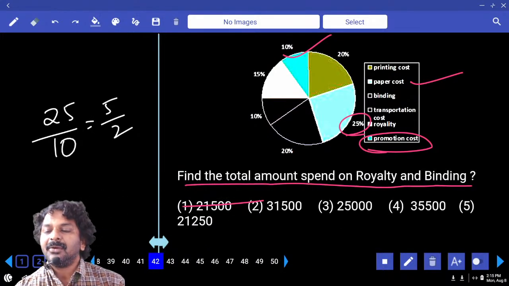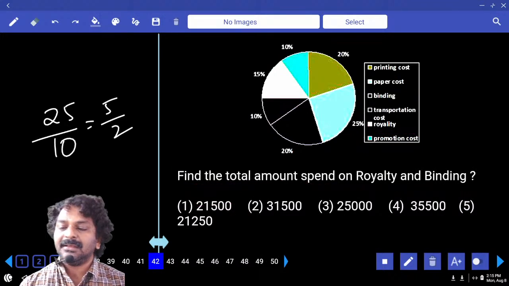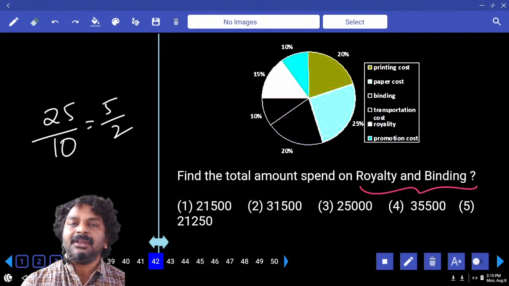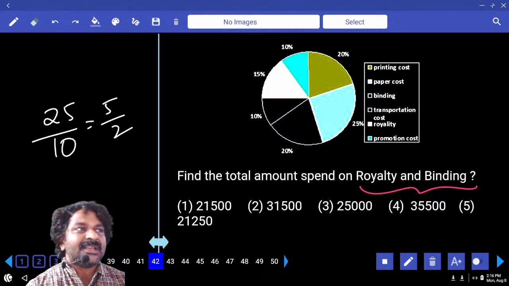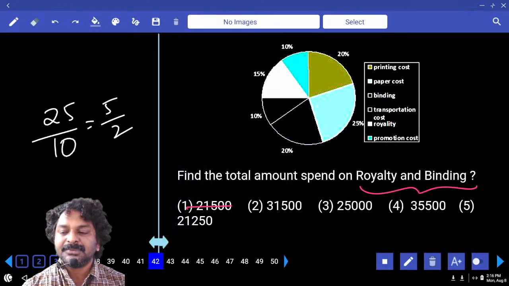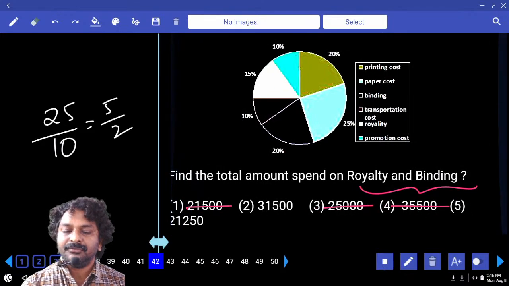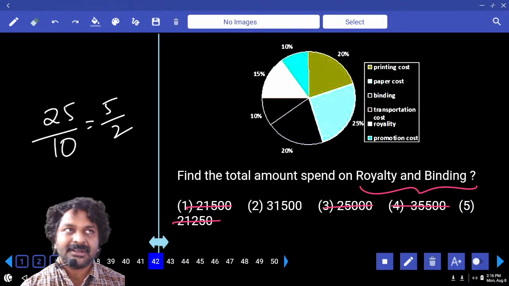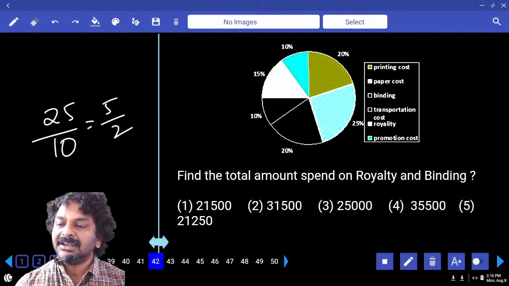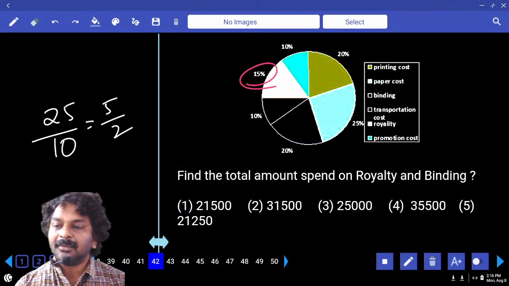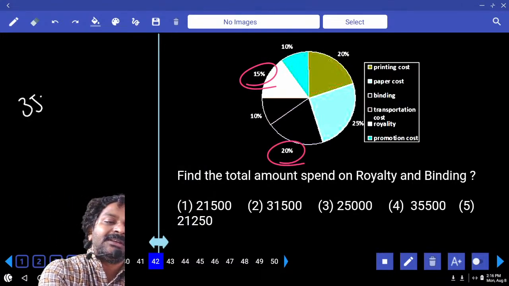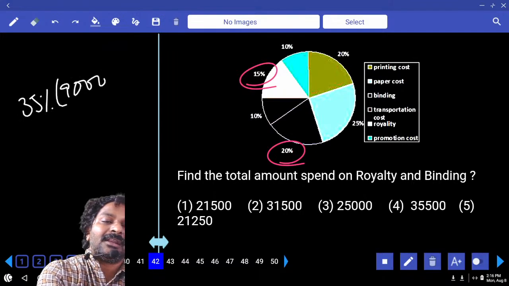Find the total amount spent on royalty and binding. Right. You know 1% value is 900. And you know that you are going to calculate X percentage, which is also again a multiple of 9. Can it be first option? Second, possible. Third, no. Fourth, no. Fifth, no. Only second option, final answer. Otherwise, you'll have to calculate like this. Royalty. How much is royalty? 15. And how much is binding? 20. Which is 35 percentage, calculated on 90,000.